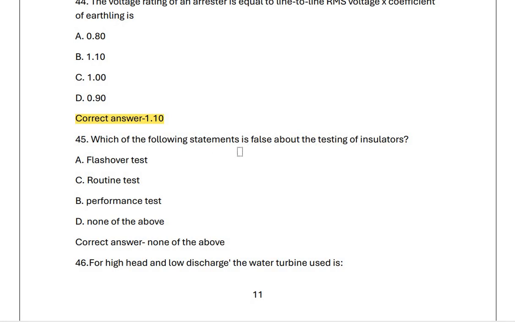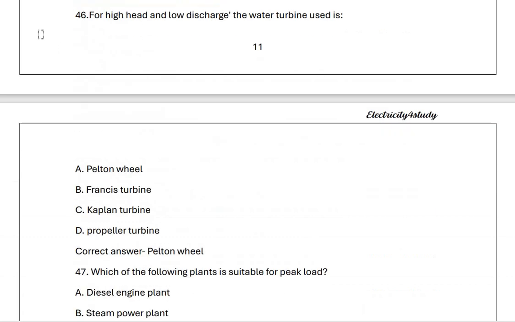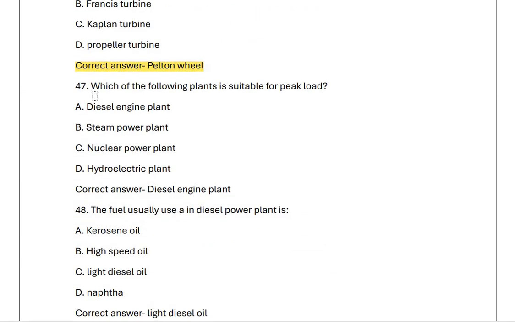45. Which of the following statements is false about the testing of insulators? A. Flashover test. B. Performance test. C. Routine test. D. None of the above. Correct answer: none of the above. 46. For high head and low discharge, the water turbine used is A. Pelton wheel. B. Francis turbine. C. Kaplan turbine. D. Propeller turbine. Correct answer: Pelton wheel.